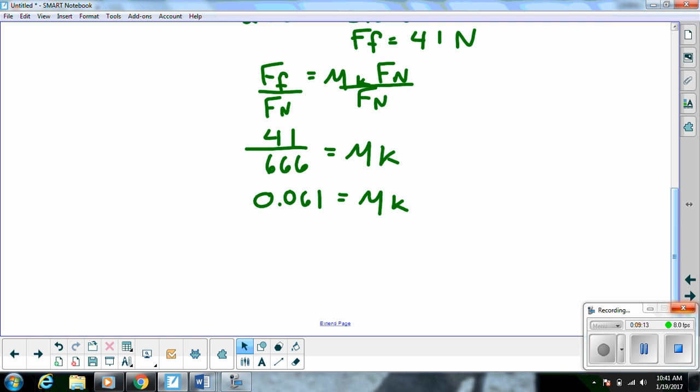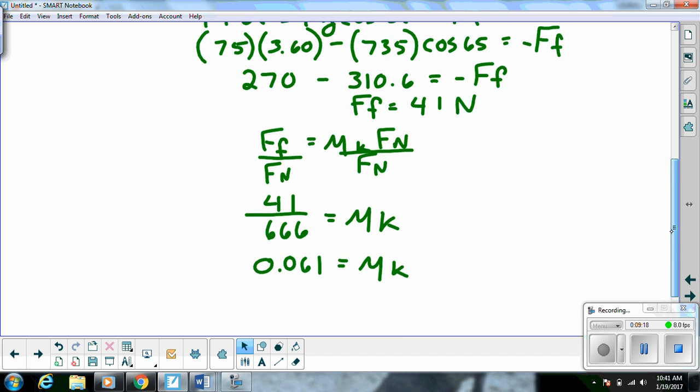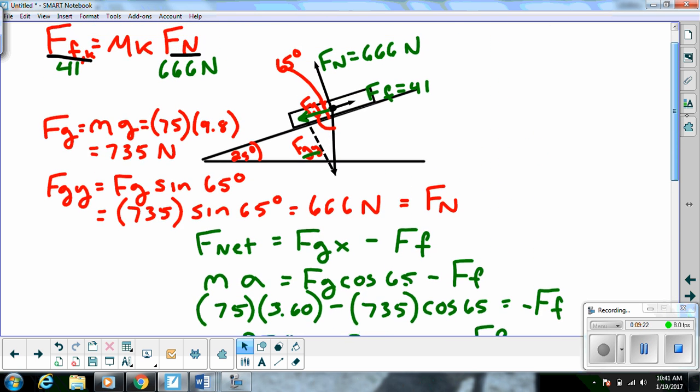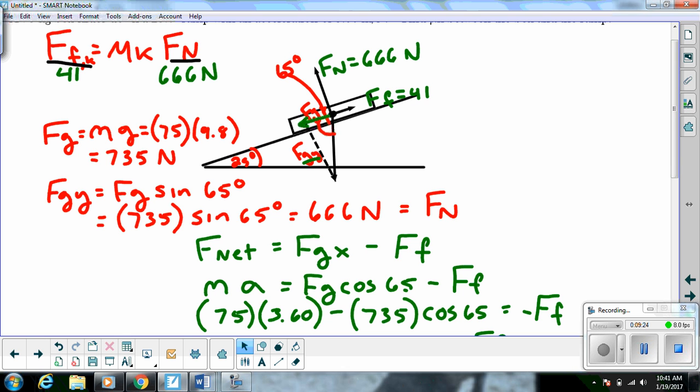So again, it seems like a long process, and you have to think about what information you have in the problem that will help you get to your final result. The final result in this particular case was the coefficient of friction. Use your free body diagram to figure out what vectors add together to get that information, and then plug it in and solve.